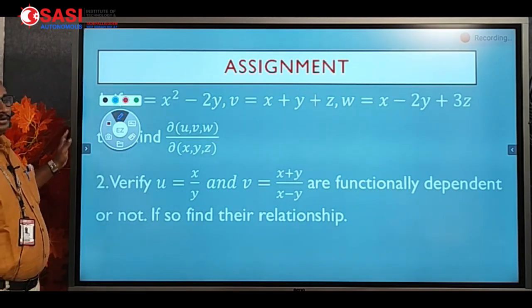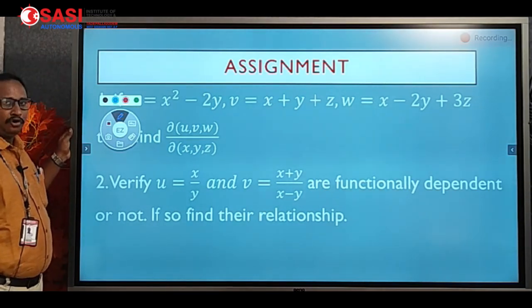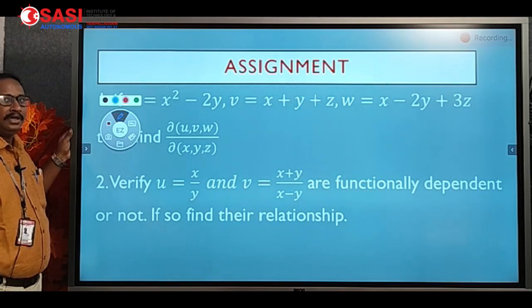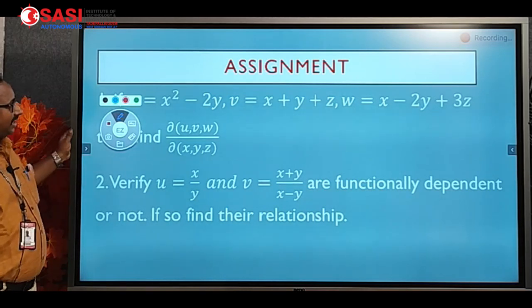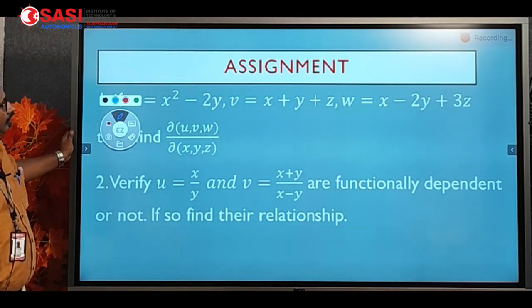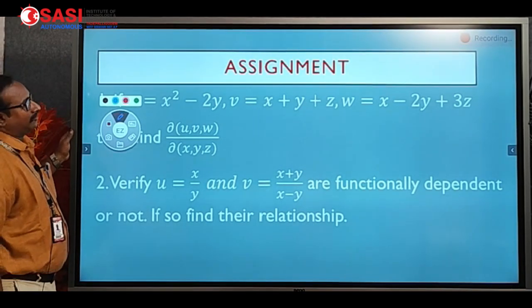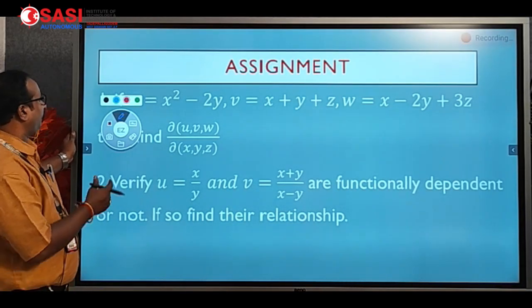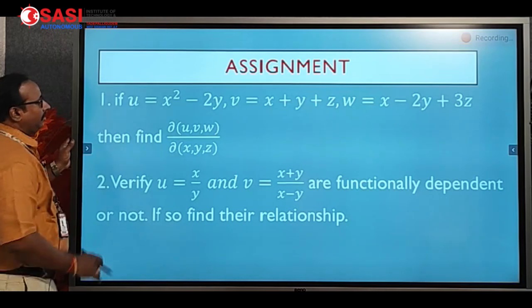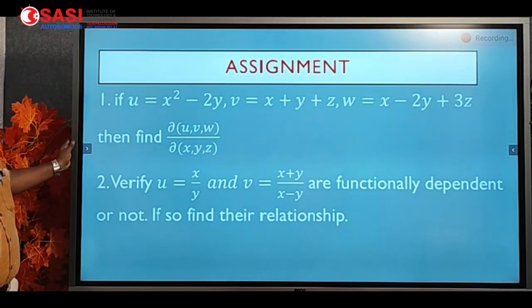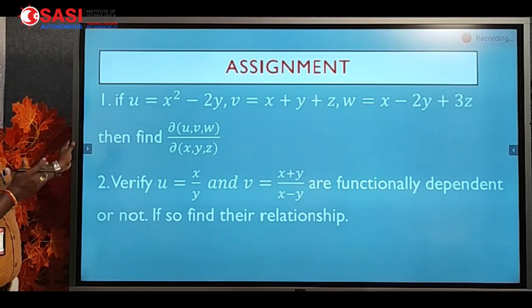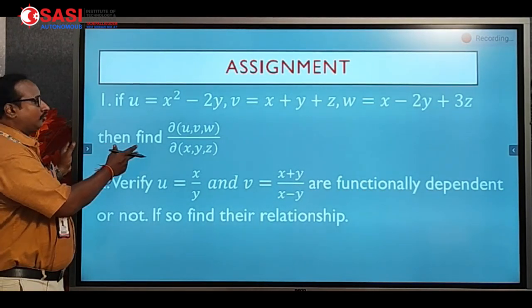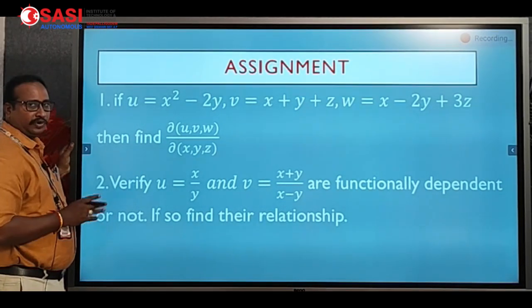So now, I think you understood what is the Jacobian and how to calculate Jacobian and how to calculate functional dependence. So now coming to the assignment. Here u equal to x square minus 2y, v equal to x plus y plus z, and w equal to x minus 2y plus 3z. Then we have to find dou of u v w by dou of x y z. Okay, this is the first problem, right? So here we have to calculate the Jacobian of u v w simply, right?